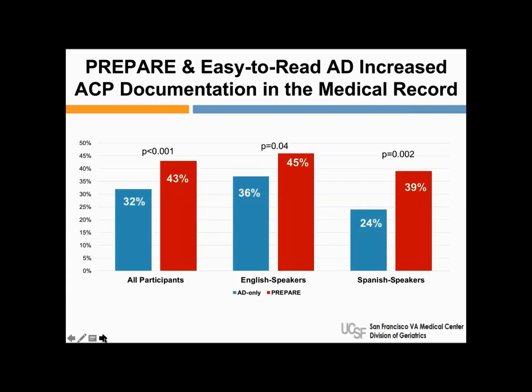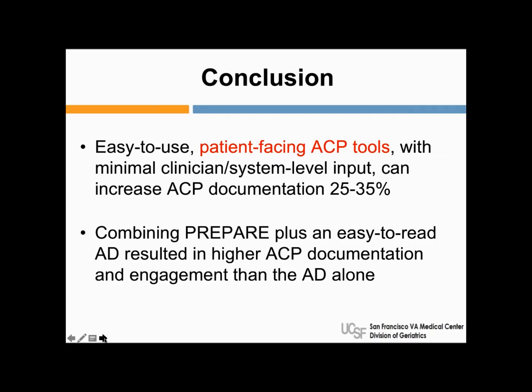And then again, when we look at medical record documentation, this increased to 43% in the Prepare arm and had similar increases among English and Spanish speakers. So in conclusion, these easy-to-use patient-facing tools with minimal clinician or system-level input can increase advanced care planning documentation 25 to 35%. And by combining Prepare plus an easy-to-read advanced directive, it resulted in higher advanced care planning documentation and engagement than the advanced directive alone.